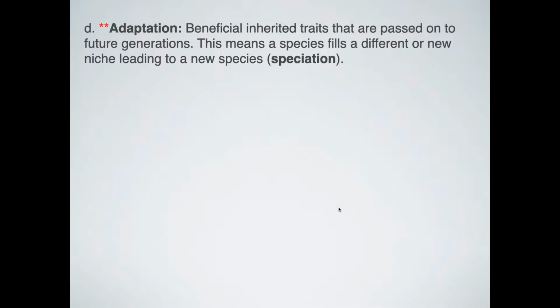And then, of course, the most common of them is if you're not going to go extinct and you're not going to share and you're not going to get pushed to a different location, then more likely than not, you're going to have to adapt. And so remember, an adaptation is a beneficially inherited trait that gets passed on. And so now you are fulfilling a different niche. And so as a result, you are forming a new species.